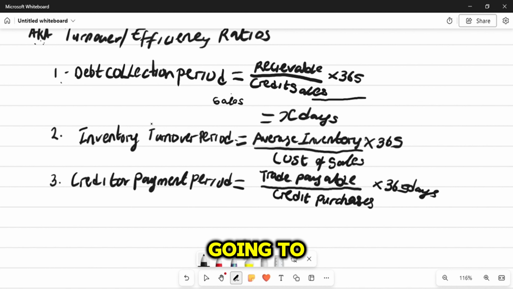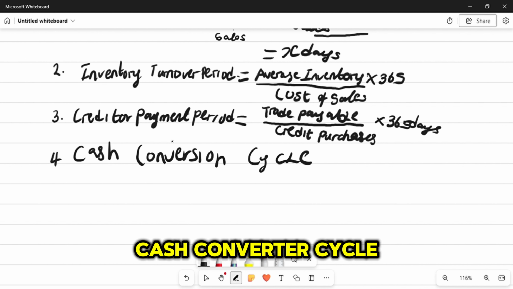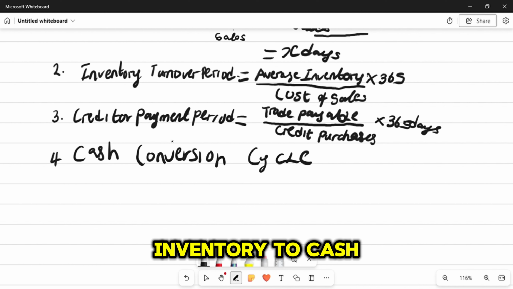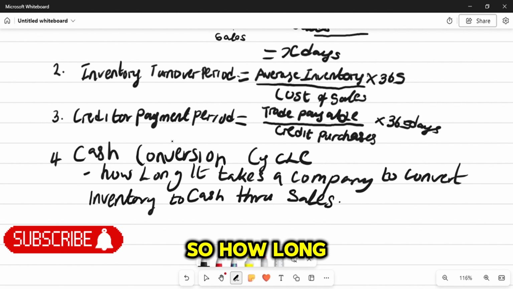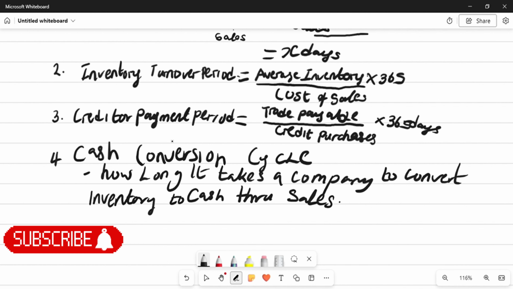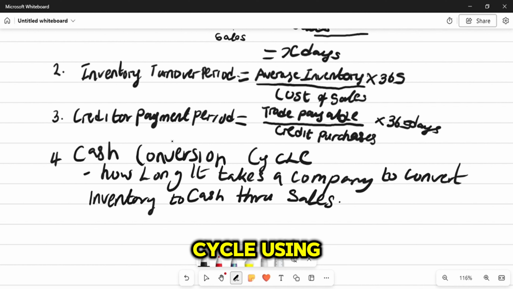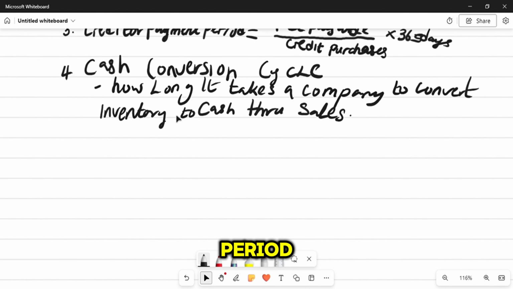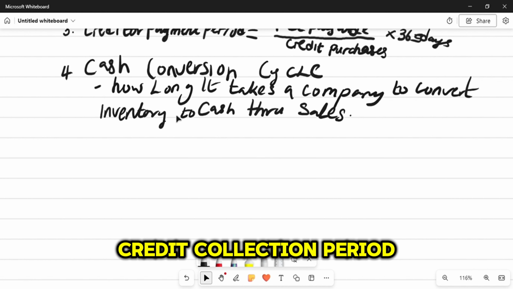So now we're going to use these three formulas to explain what we call the cash conversion cycle. Cash conversion cycle basically means how long it takes a company to convert inventory to cash through sales. Now you calculate the cash conversion cycle using the three formulas that we've talked about under this activity ratio. So the three formulas are the inventory turnover period, the debt collection period, and then the credit payment period.